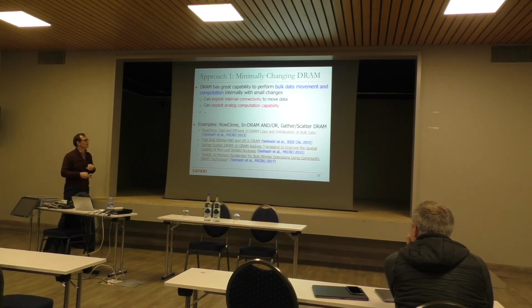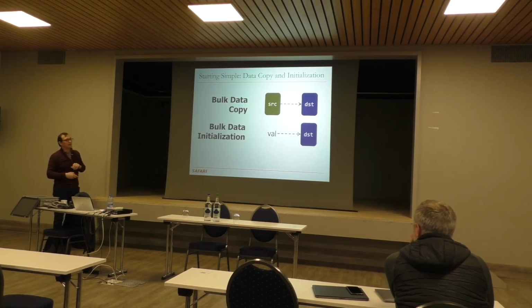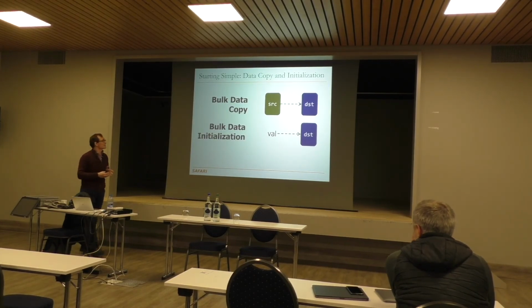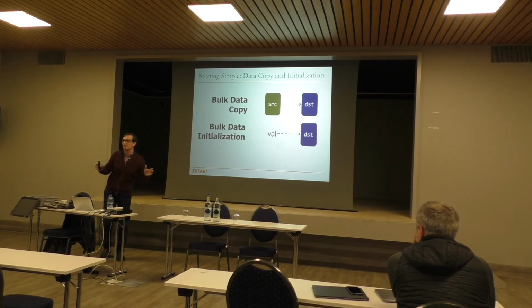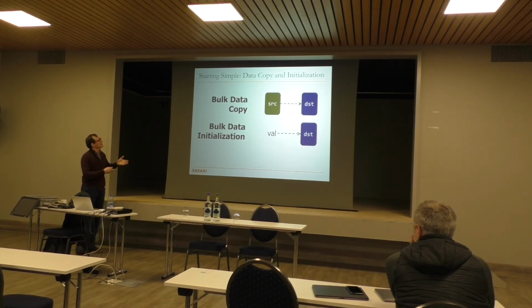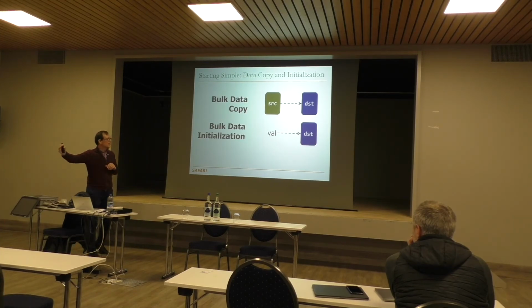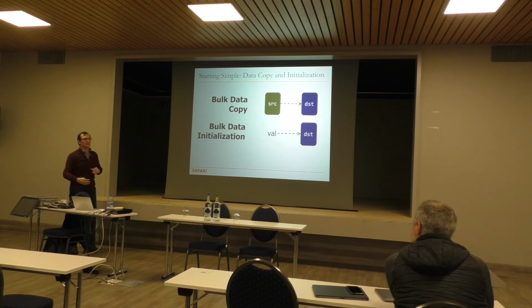I'm going to give you some examples, and I'm going to start with something simple. Simple meaning I'm going to cheat. This is not even computation. This is data movement. This is essentially data copy and initialization. But that's the cause of data movement also in the end. So bulk data copy and bulk data initialization are useful things. Imagine you're initializing a huge database, right? 1 terabyte. You set everything to zeros or whatever value you want. It takes time, basically. It takes energy.